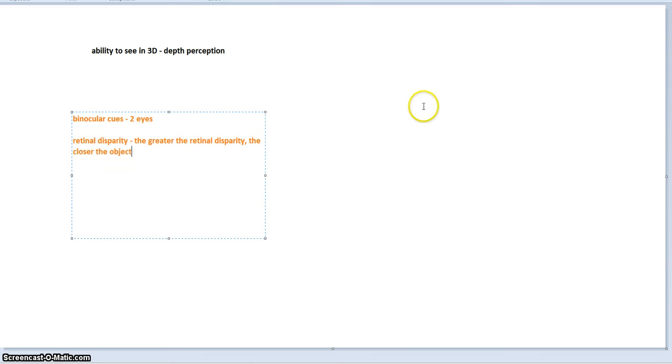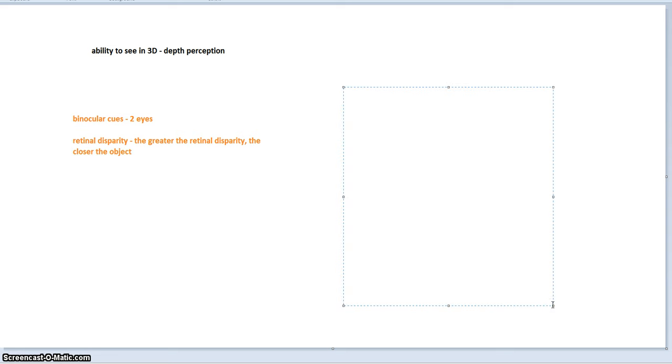The other type of cue you need to know are monocular cues. And monocular cues are ones that involve one eye. You only need one eye. And there are 4 that I want you to know. We have relative size, interposition, linear perspective, and relative height. So I'm going to go over these by doing examples.